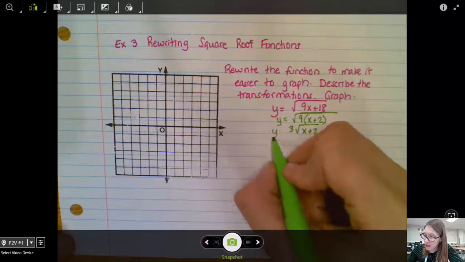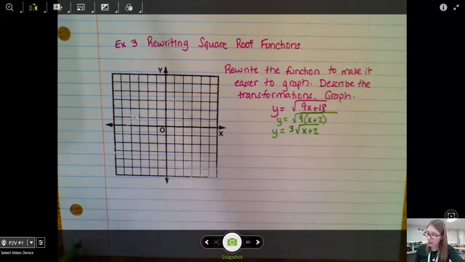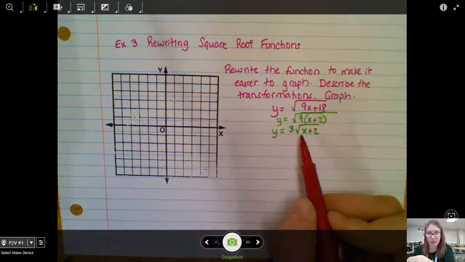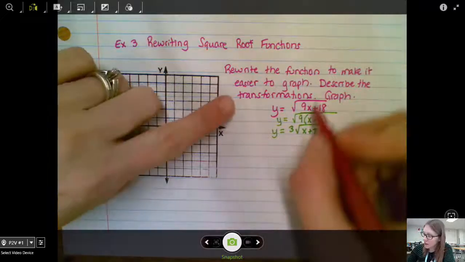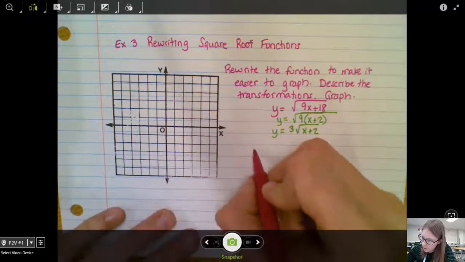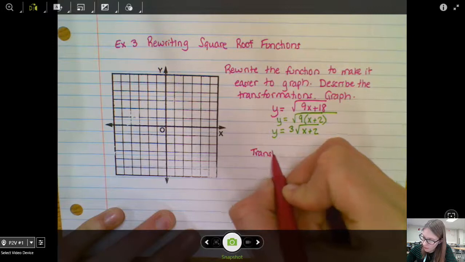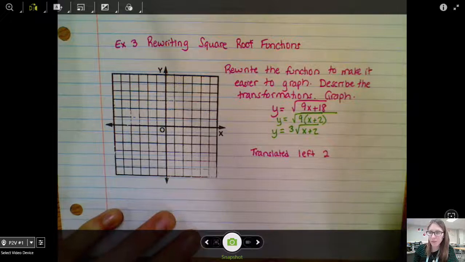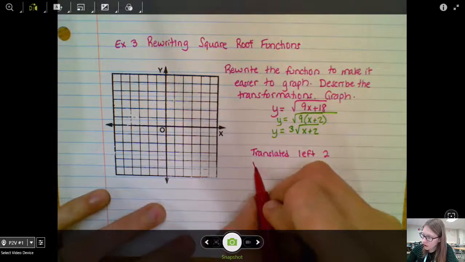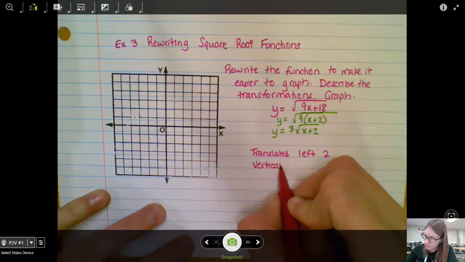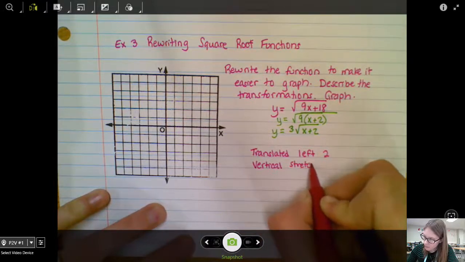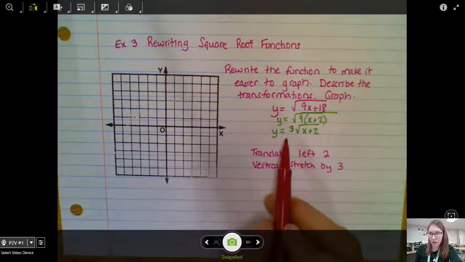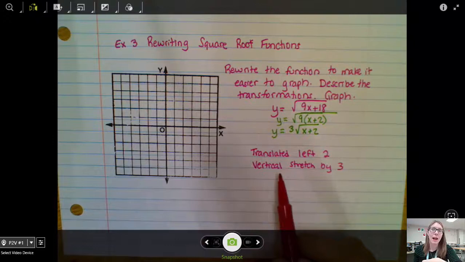That's going to make our equation a lot easier for us to graph because we don't have a number in front of our x anymore. We don't have a coefficient there. Really, our transformations: this plus 2 translates our graph left 2, and then this 3 up front is the vertical stretch by 3. Okay, so we've rewritten our equation, we've described our transformations, now let's graph.